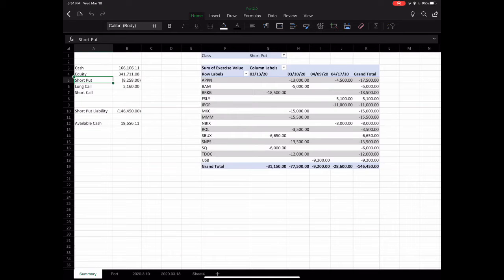So that's good to know because in my portfolio I have to have cash on hand that will cover the value of the short puts. Not the value, but actually the execution value of any short put I write.